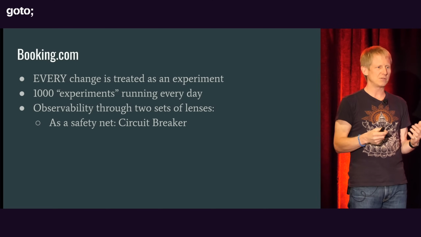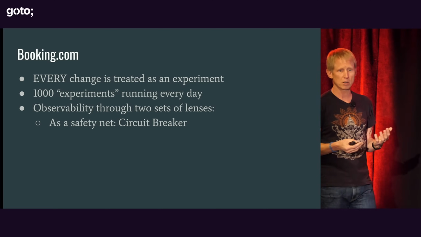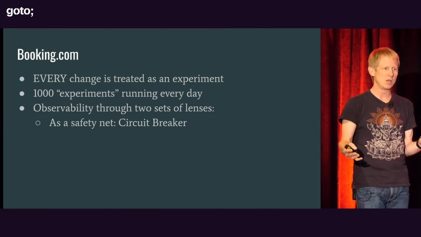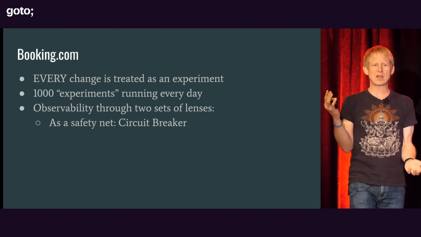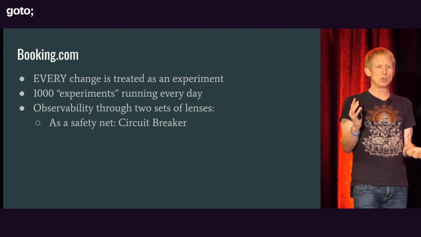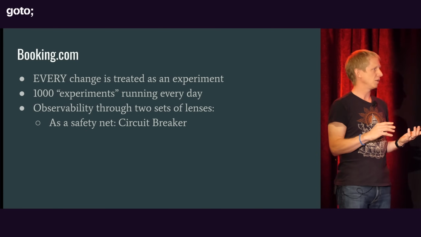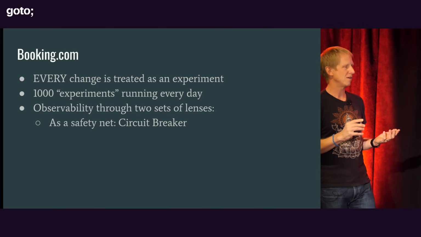So the first lens they have is a safety net, and they call it a circuit breaker. If you push code and 50% of the impressions of that code throw errors, you don't really have to have a debate about whether you should roll it back, right? And they literally will do that often inside of a second.